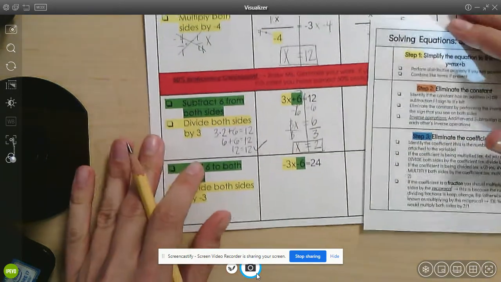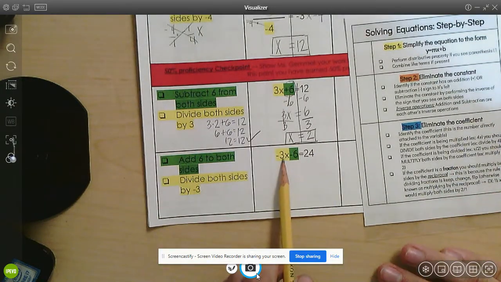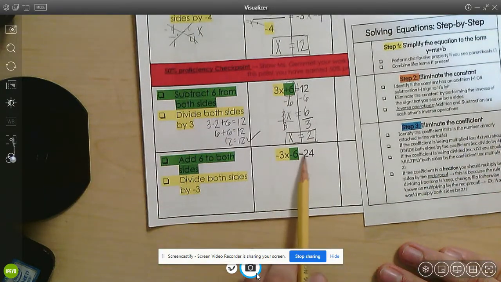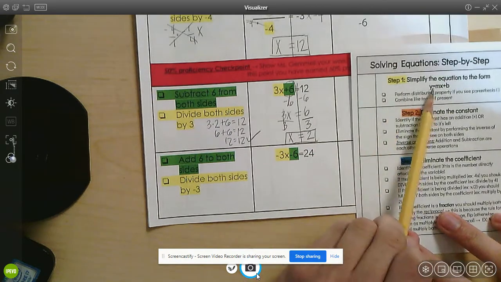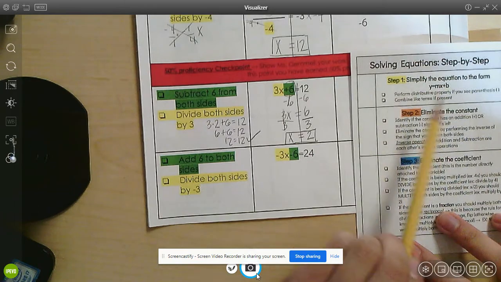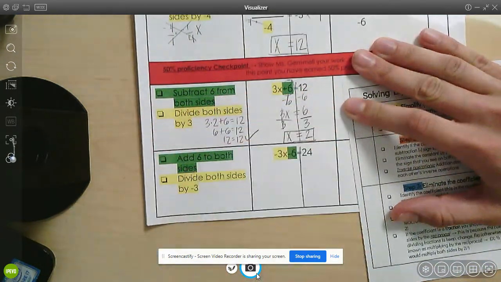All right, the next example. This is already in the form of coefficient, variable, constant equals output, which is step 1 to put it in this format. So I know I'm ready to move on. So let's go ahead and draw our line through the equal sign all the way to the bottom.